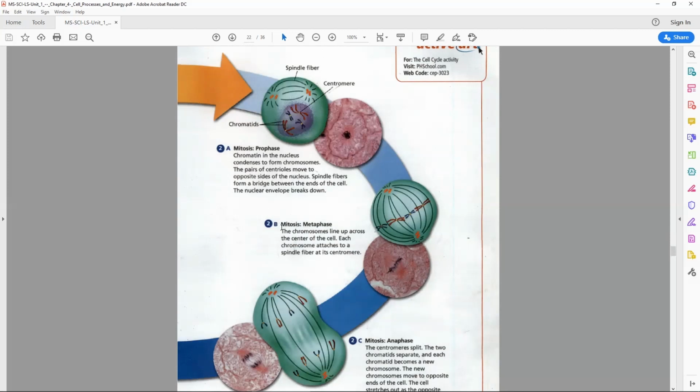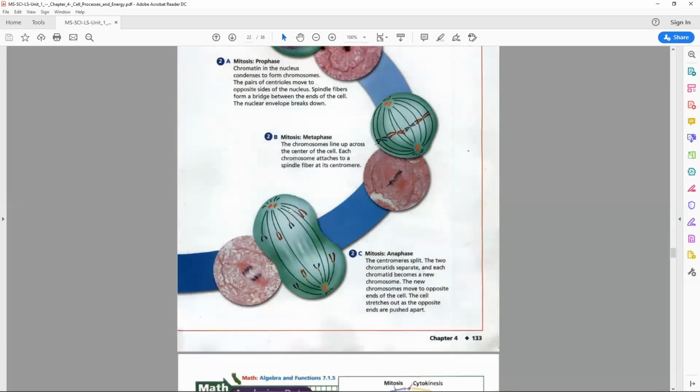And the second part of mitosis is called the metaphase. The chromosomes line up across the center of each cell. Each chromosome attaches to a spindle bar at its centromere, right? So the chromosome starts spreading apart, right? And you see an image of it taking place here.